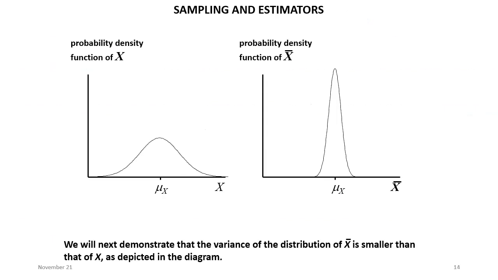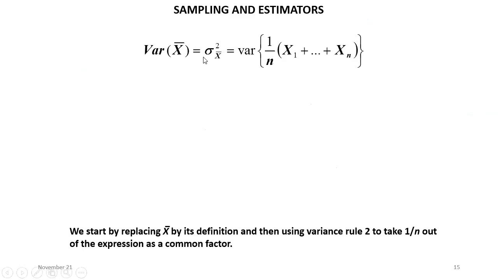In sampling and estimators, if we want to compare, take a probability density function as our example. The probability density function of X is in the first diagram, and in the second, the probability density function of X bar is given to you. We will next demonstrate that the variance of the distribution of X bar is smaller than that of X, as depicted in the diagram. So the variance of X bar is sigma square X bar, and we find it as the variance of the samples X1 up to Xn divided by n.